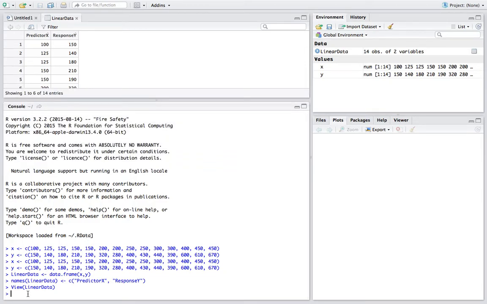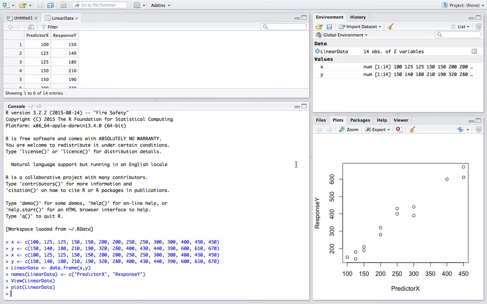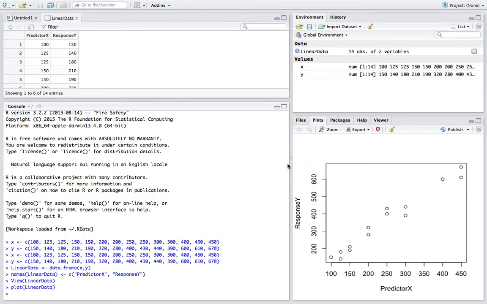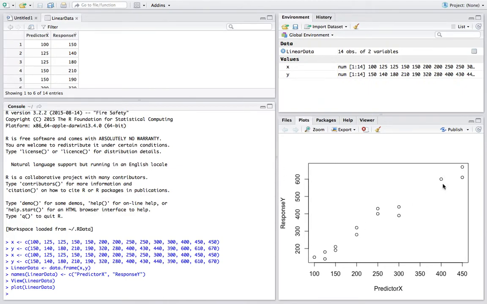So first let's plot the data to see whether it's a valid assumption to think that maybe there's a linear relationship here. Now we can see from this graph that there does appear to be some linear relationship here. Not perfect, but there is a trend there for sure.